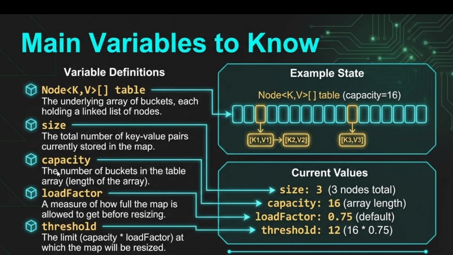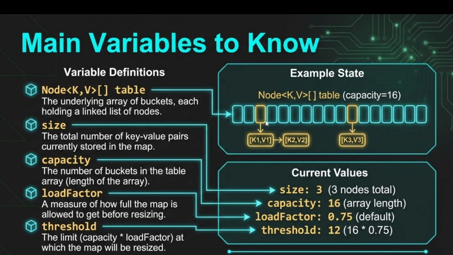The capacity is the number of buckets in the table array. We can say these are the number of buckets available in the table. We can say the capacity is equal to 16. This is the default capacity. If you want, you can increase or decrease it on your own. We can create a HashMap with our own capacity and load factor, which measures how full the map is allowed to get before resizing.